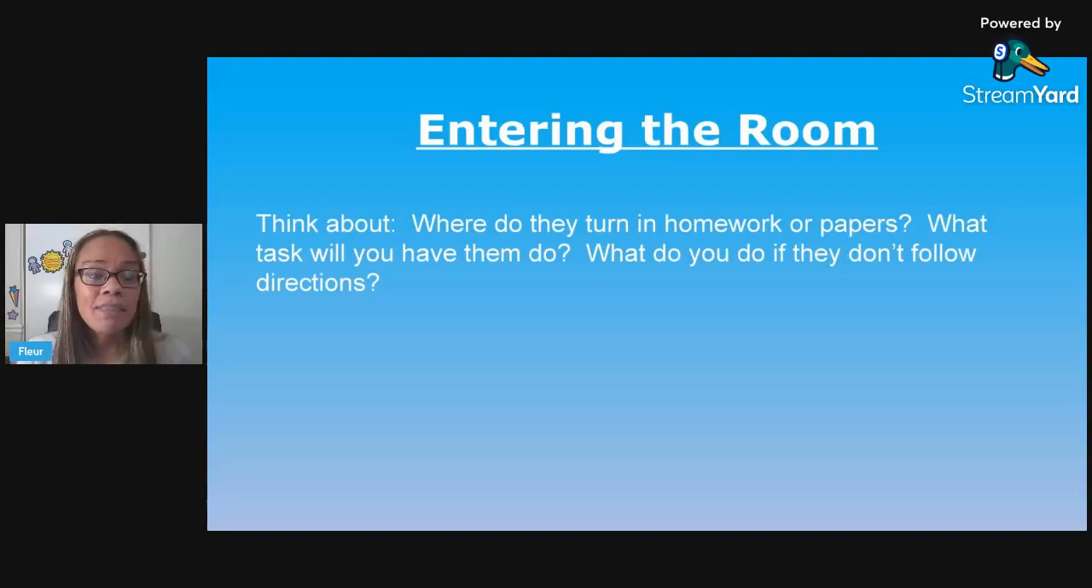So here are some things to think about when you're coming up with your classroom procedure for entering the room. Where do they turn in homework or papers? What task will you have them do at the beginning of class? And what do you do if they don't follow directions? And that goes along with the correct part of when you're teaching the procedure.